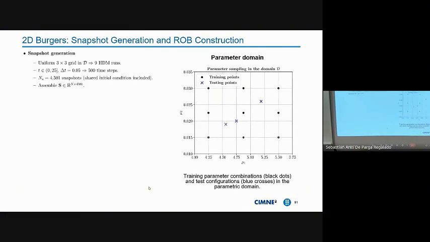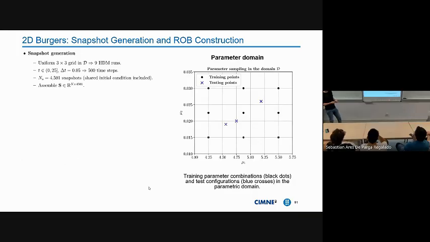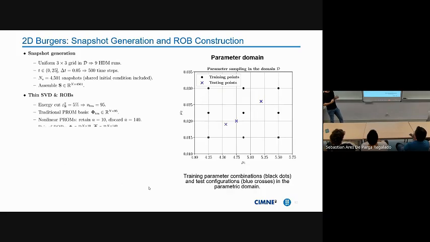Now, let us go ahead and talk about the construction of the training data. So we have the same parameter domain as the 1D case. So we have 4,500 snapshots. Then we build a thin SVD. We keep only 5% of the data. And the traditional projection-based reduced model will give us 95 modes, which is a lot.